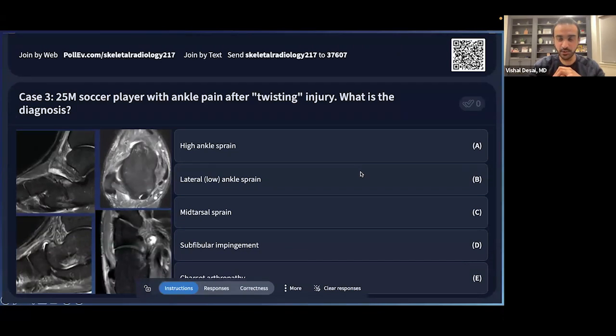Okay, so what is the diagnosis? Is this a high ankle sprain, a lateral or low ankle sprain, a mid-tarsal sprain, subfibular impingement, or Charcot arthropathy? Okay, got some answers rolling in. Okay, another 10 seconds.